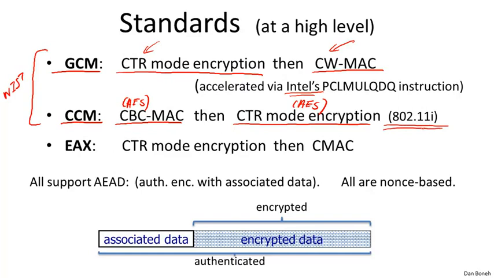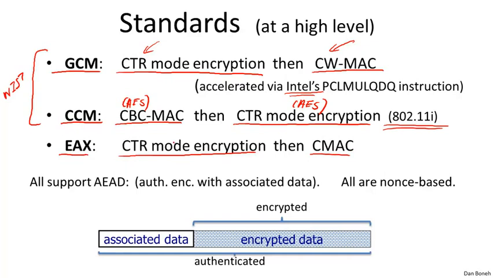If you're using encrypted Wi-Fi 802.11i, then you're basically using CCM to encrypt traffic between your laptop and the access point. There's another mode called EAX that uses counter mode encryption and then CMAC. So again, you notice encrypt then MAC, and that's another fine mode to use. We'll do a comparison of all these modes in just a minute.